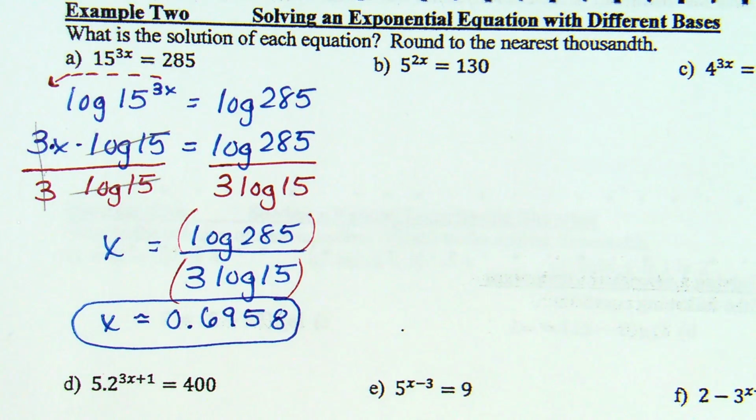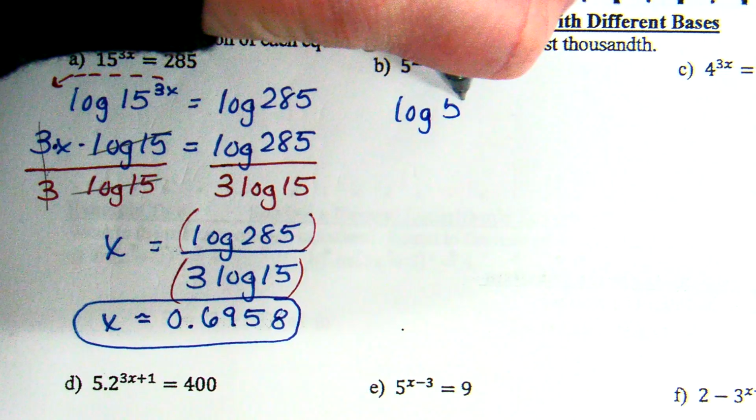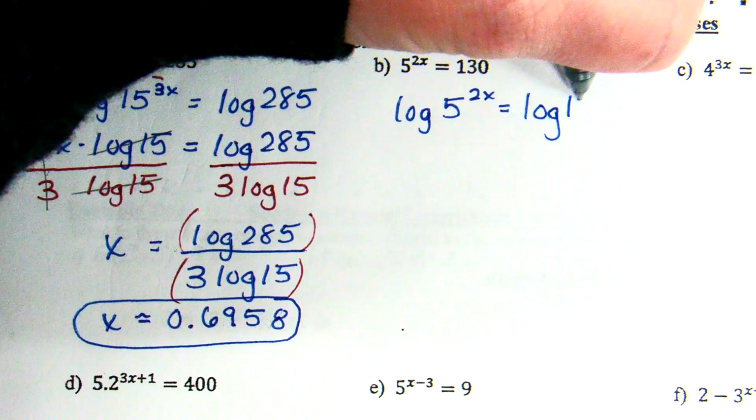Okay, so take the log of both sides first, right? It can't be made the same. Take the log of both sides. So I'm going to write the log of 5 to the 2x equals the log of 130.